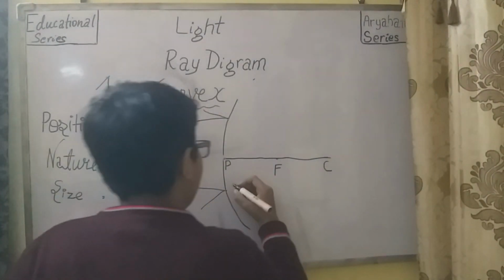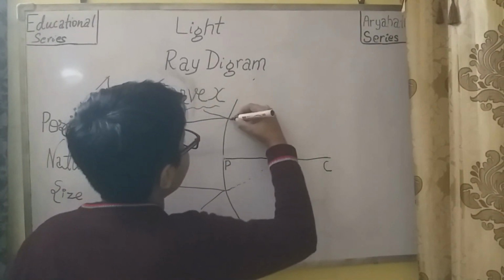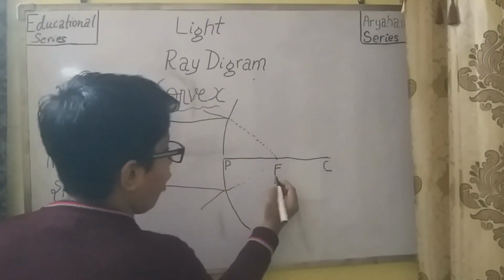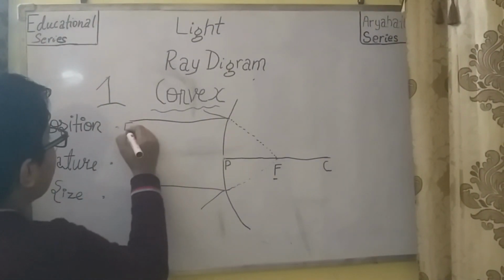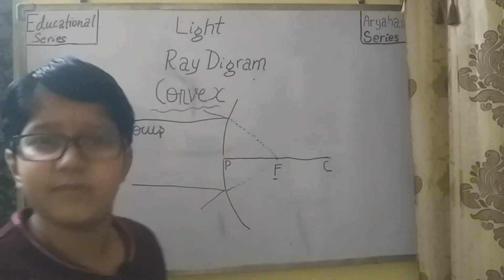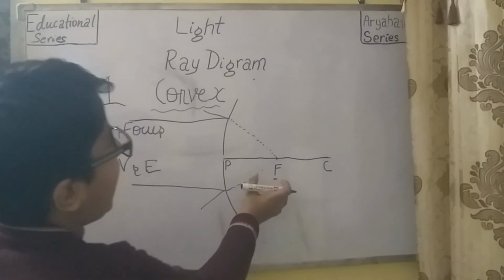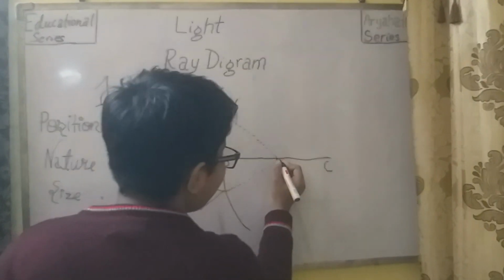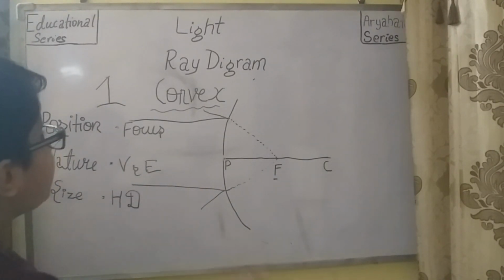So suppose the imaginary focus is here and the light rays seem to diverge out from the imaginary focus, and the image is formed at the virtual focus. So position: focus, which is behind the mirror. Nature: the image is behind the mirror, so it will be virtual and erect. And size: it's highly diminished, because as we measure from the principal axis, it's closely attached to the principal axis. This is ray diagram 1.